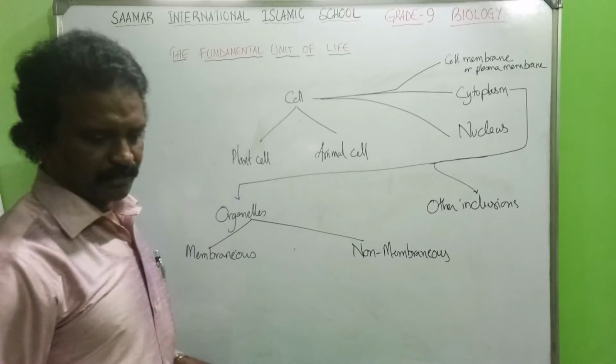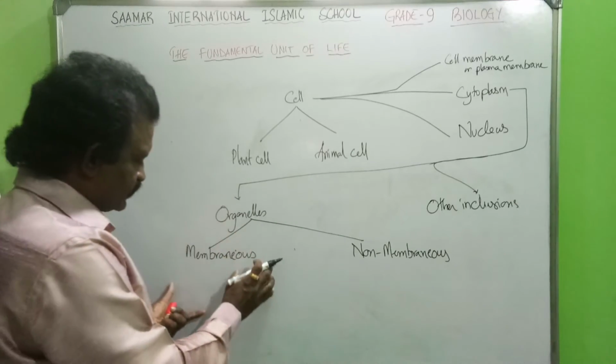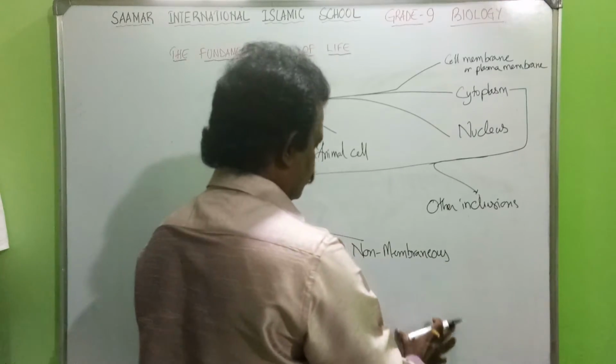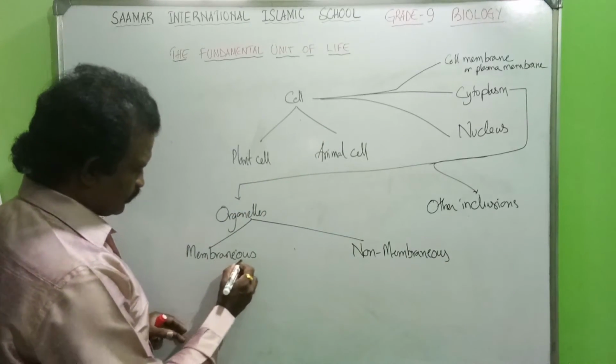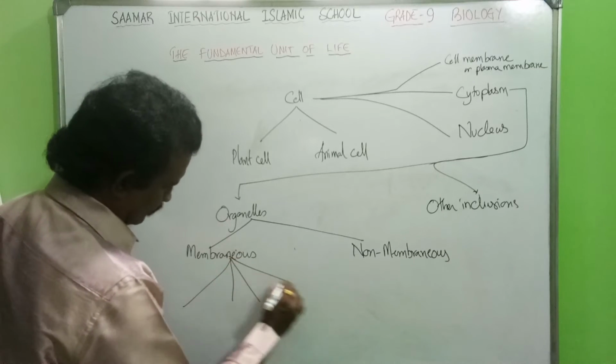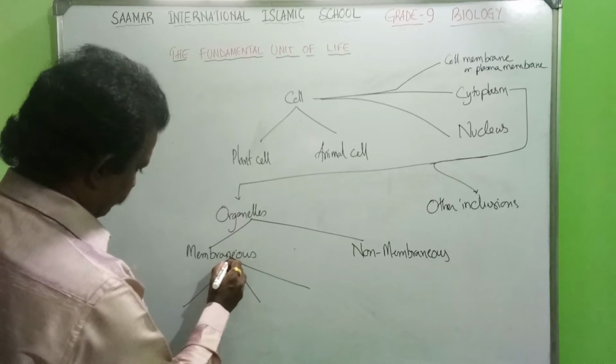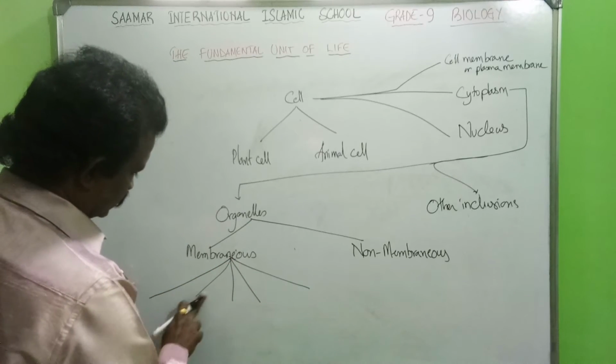Is it clear? Membranous and non-membranous. Now, what all come under membranous? What all comes under non-membranous? So let us see. First one here, membranous are divided again into 5 parts. Okay, let us write one by one. 5 parts. You can see this now.